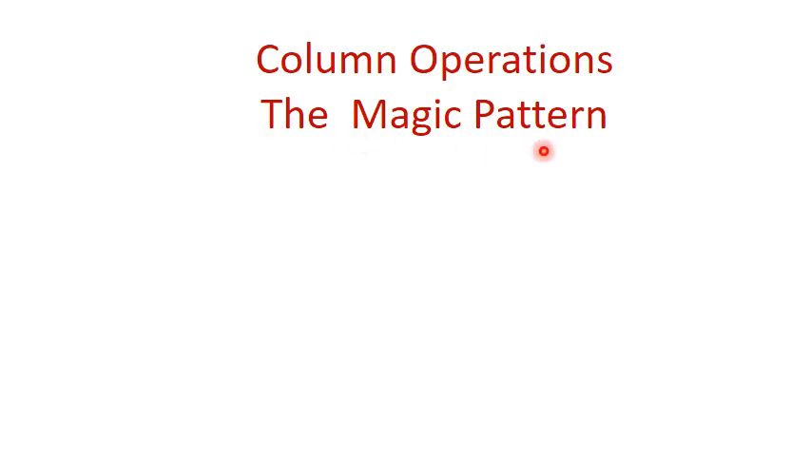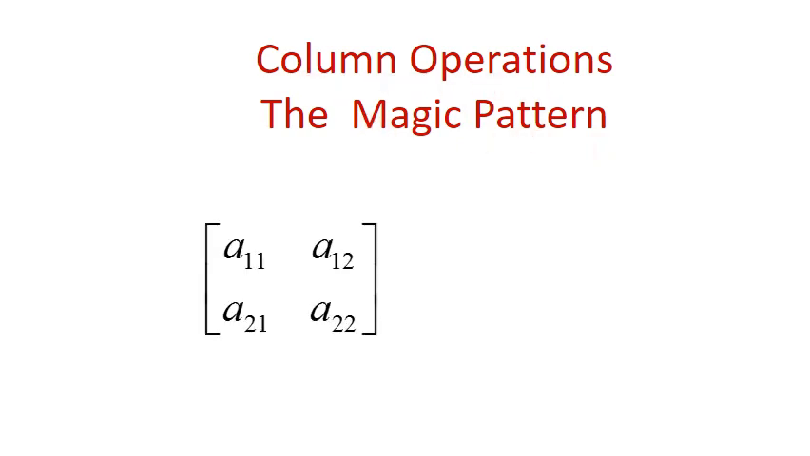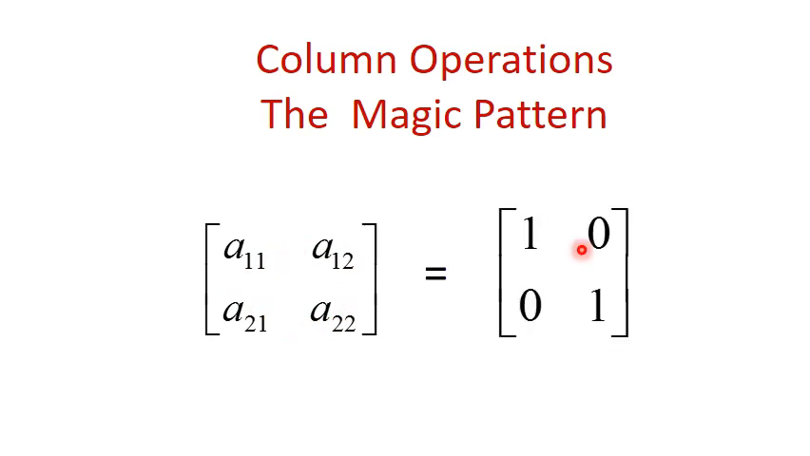In the previous question we used column operations to find the inverse of a matrix, and at the end of that question we discussed how to follow a pattern to make the given matrix the identity matrix. So we have to follow a particular pattern, the magic pattern for column operations. Take the general 2 by 2 matrix A11, A12, A21, A22, which we have to change into the identity matrix 1 0 0 1.